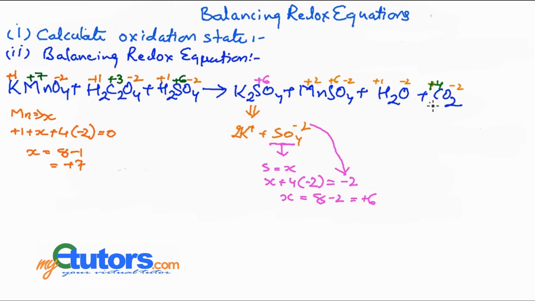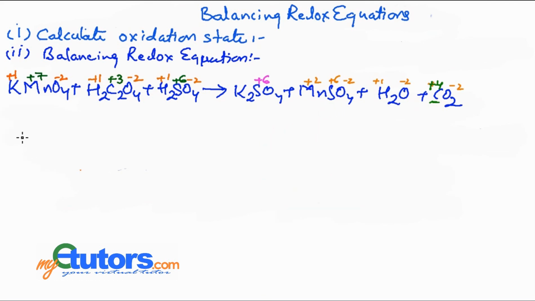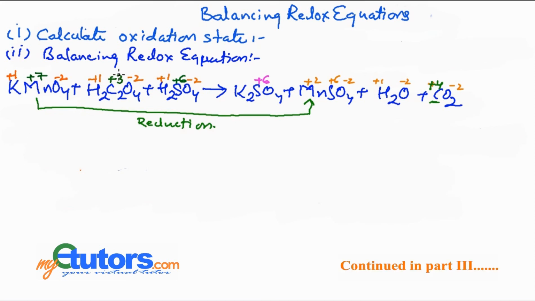Now considering the oxidation states of the species of reactants with species of products, potassium is possessing the same oxidation state of +1 in both reactants and products. So it is a spectator species. Now manganese in the reactant is having +7 oxidation state, while manganese in the product is having +2 oxidation state. So there is decrease in positive valency, so it is reduction.